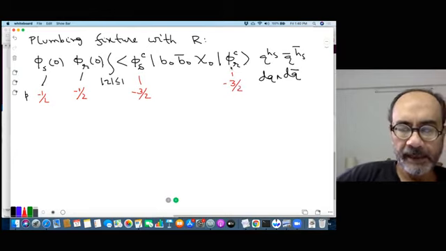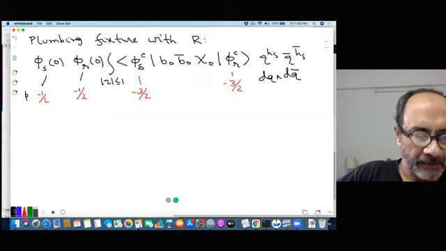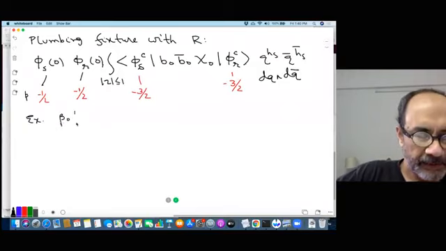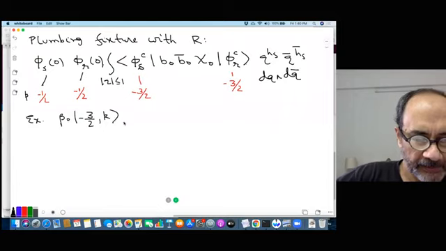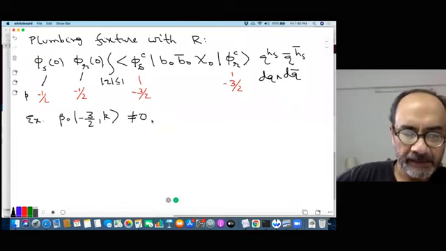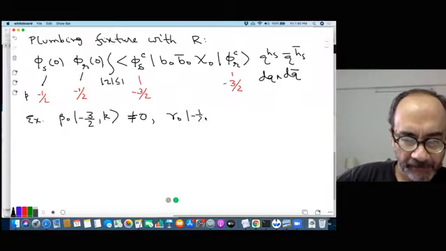Now you can easily convince yourself, and this I'm leaving as an exercise, that beta 0 acting on minus 3 half, with some momentum k, is not 0. This follows from the kind of analysis that I did earlier. And for gamma 0, it's the other way. Gamma 0 acting on minus half k is not 0.